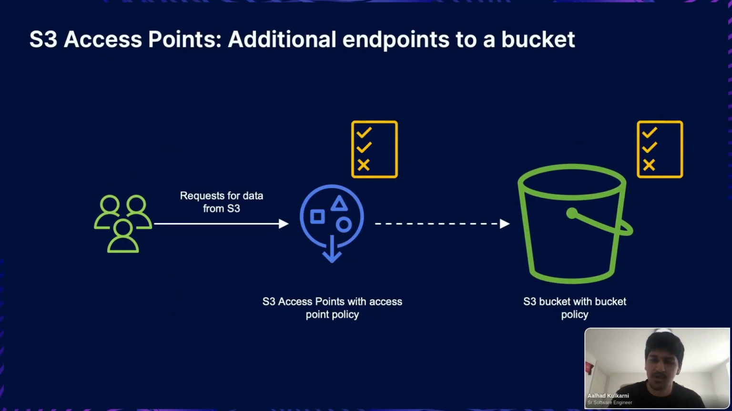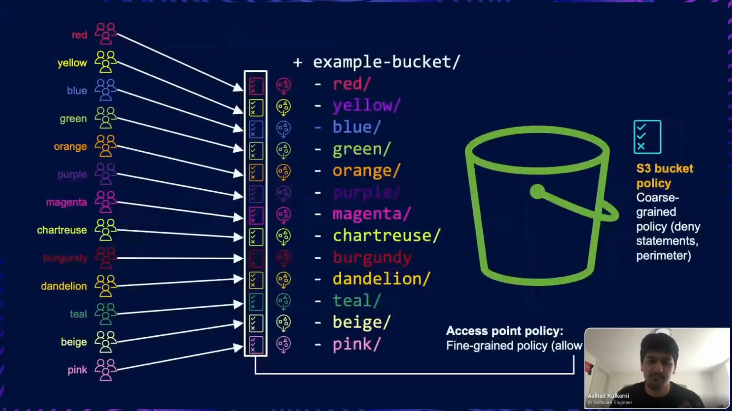Each access point has its own access point policy, which is 20 KB, and you can have up to 10,000 access points. It's a concept that is associated with a bucket. So with that, you can scale quite a bit. In a simple example, you'll create an access point for every single one of these use cases. Each of these access points can have fine-grained policies for user sets or things like that. And then on the bucket side, you can have a coarse-grained policy.